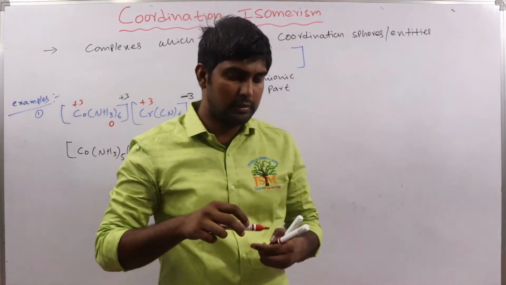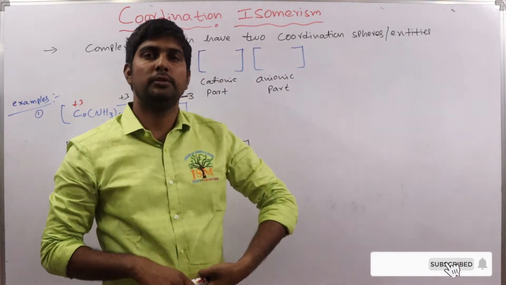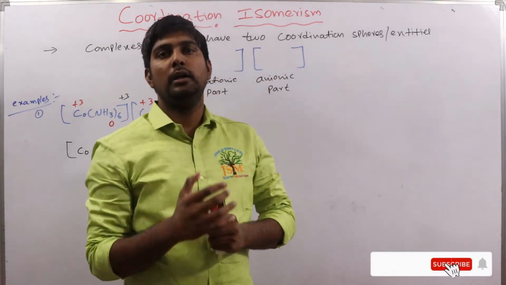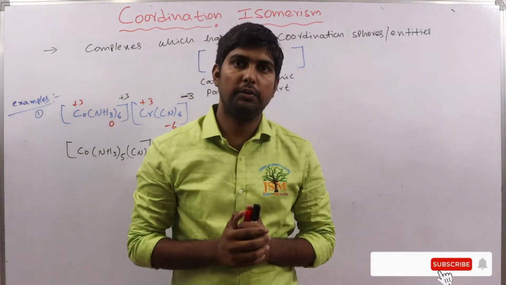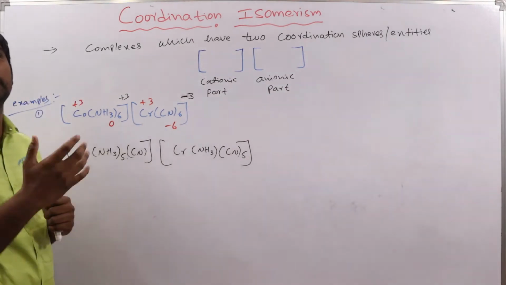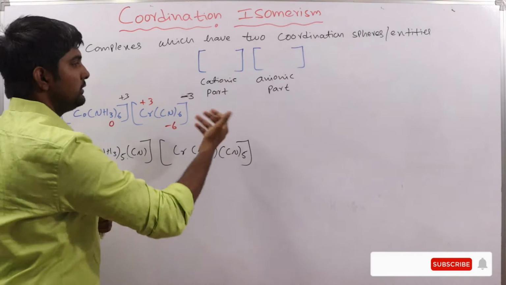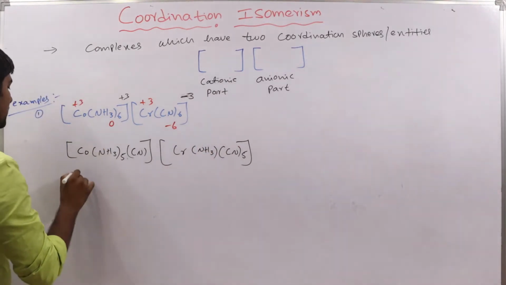Simply, how can we say the definition? The complexes which have the same molecular formula but the ligands attached to the metal in the two coordination spheres are different are considered as the coordination isomers, in simple words. Now not only this one, some other isomers are also possible for this. Let us write that.